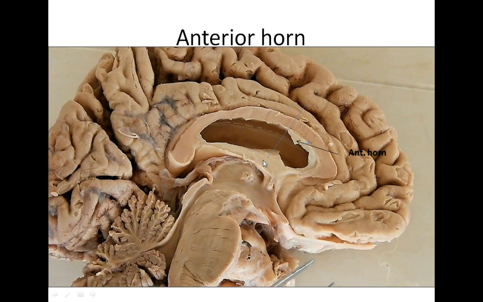This horn is triangular in cross section. It has a roof. This is the roof. Floor. This one is the floor, and the medial wall. The medial wall is removed, which is formed by the septum pellucidum. It is closed anteriorly by the genu. This is the genu and the rostrum of the corpus callosum.